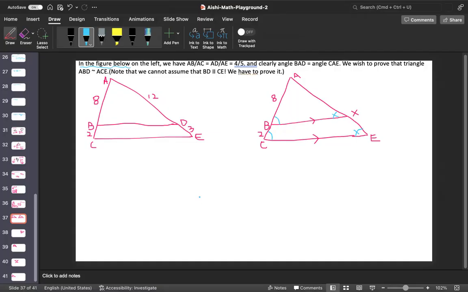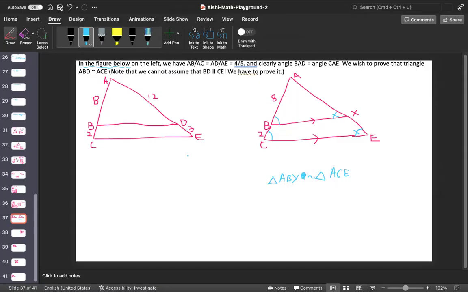Okay, then we have triangle ABX is similar to triangle ACE. Now we've proved that these two triangles are similar. Now all we have to do really is prove that X is the same point as D.